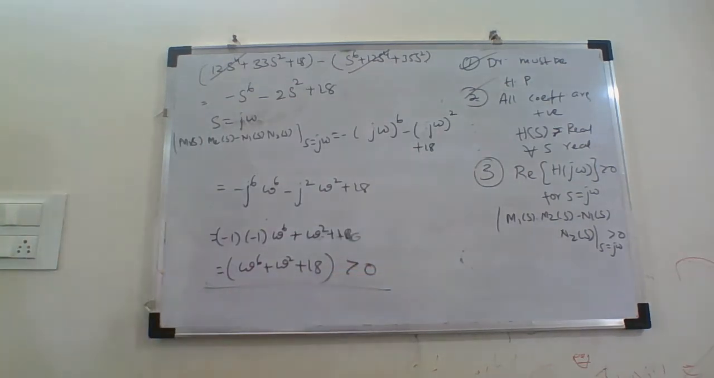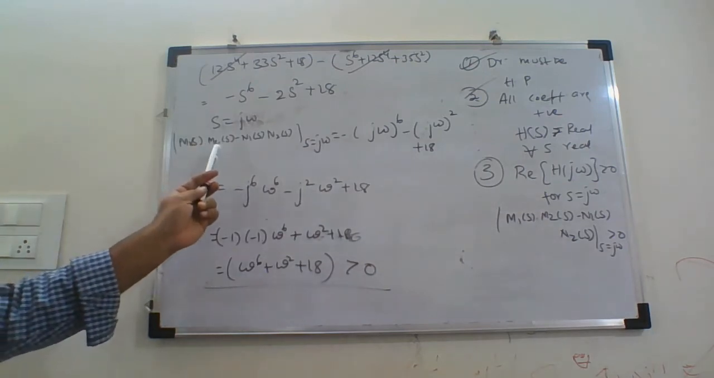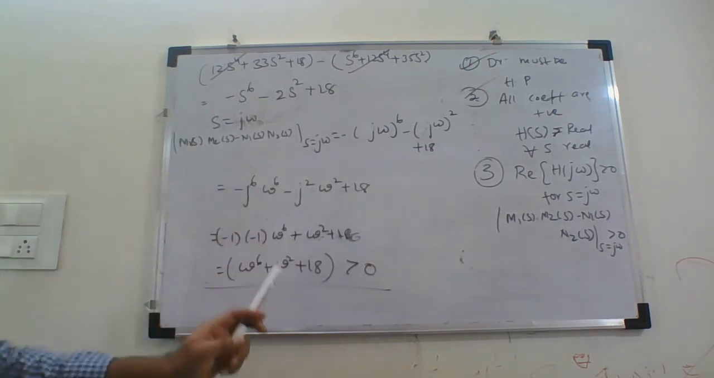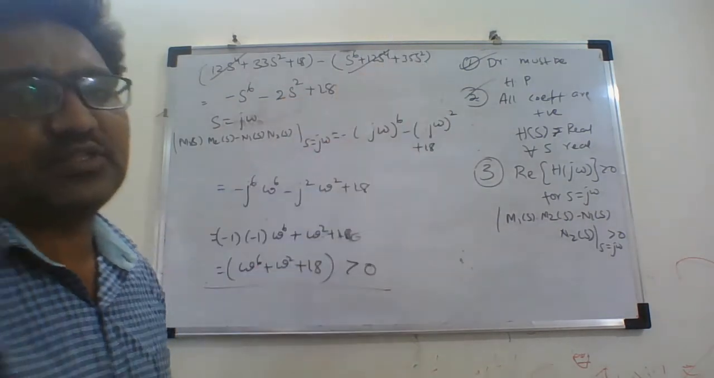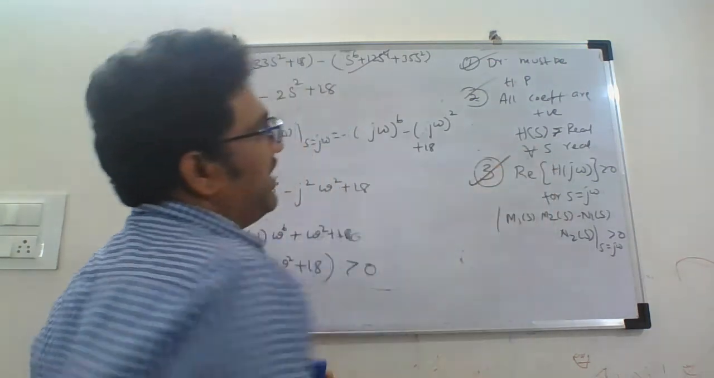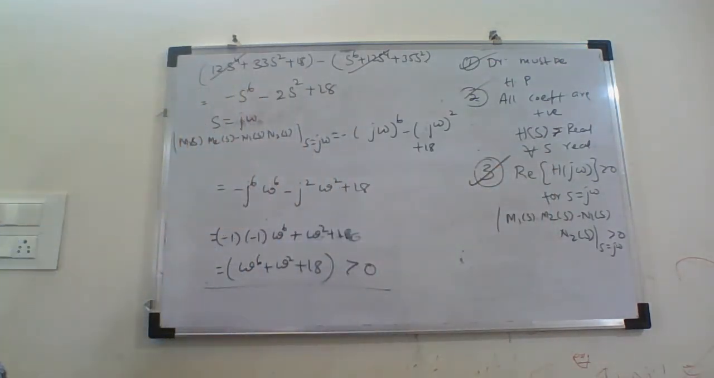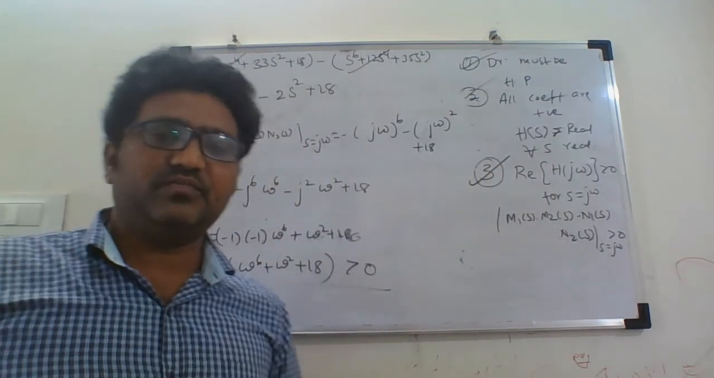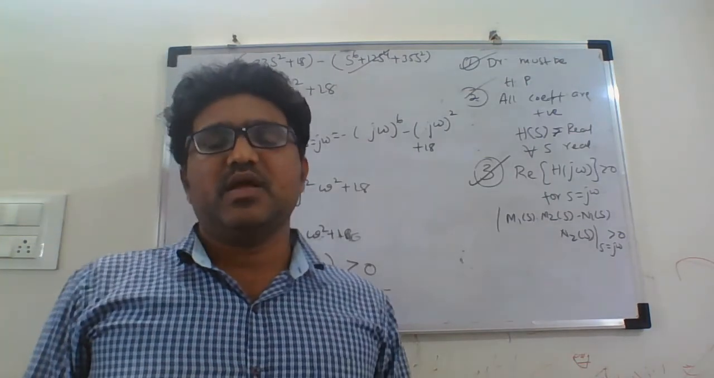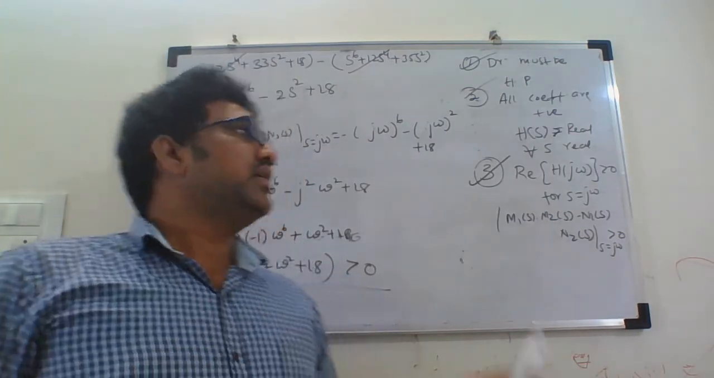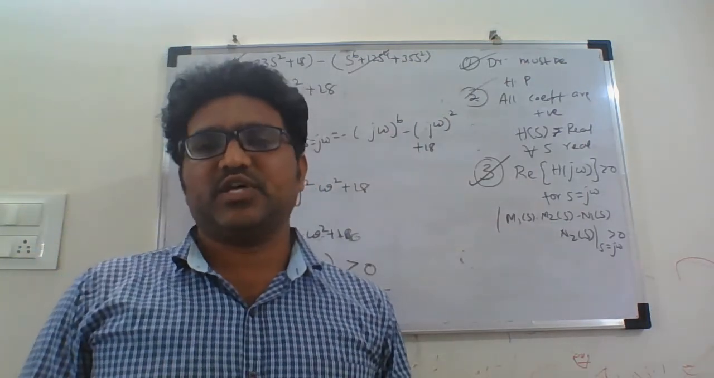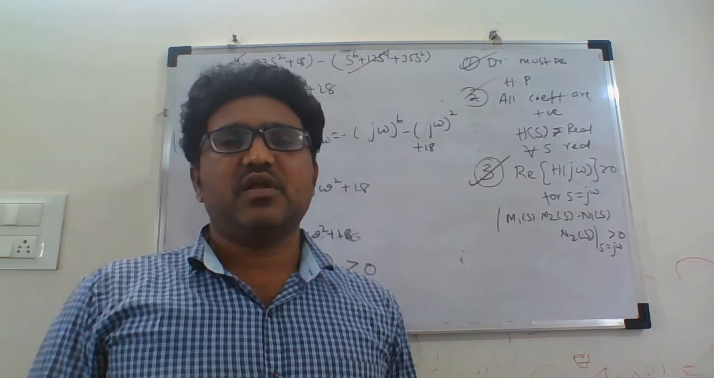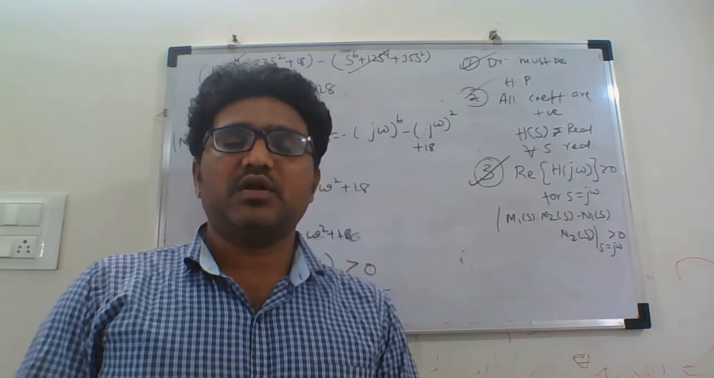So it is a positive value. Therefore we can say that m1 of s into m2 of s minus n1 of s into n2 of s is a positive value. So our given third condition is also satisfied. Therefore I can say that the given function h of s, whatever we have been given in the problem, is a positive real function. It is satisfying all three conditions. In this way we can check for any given network function whether it is a positive real function or not.